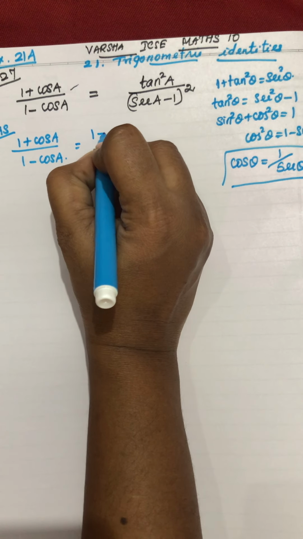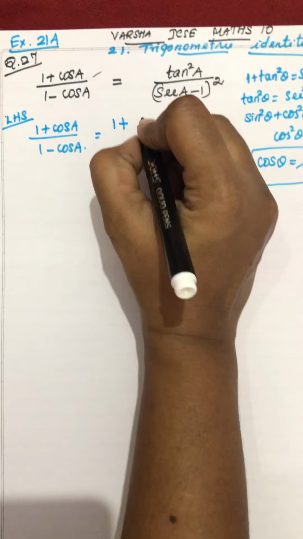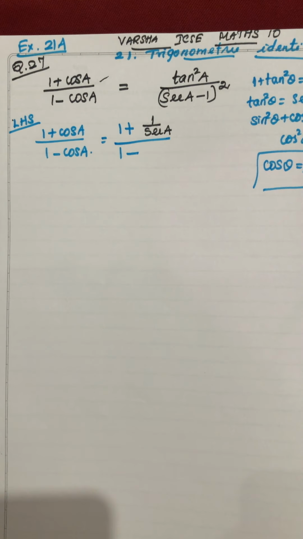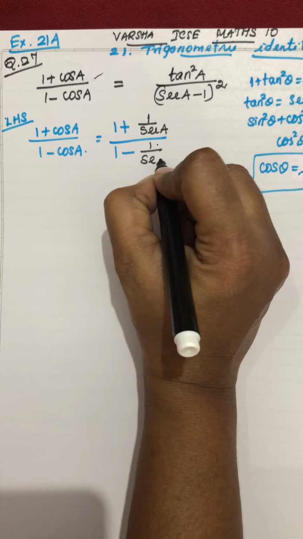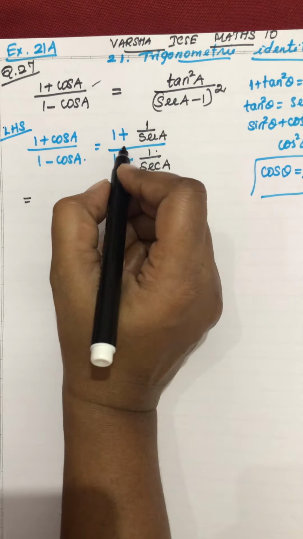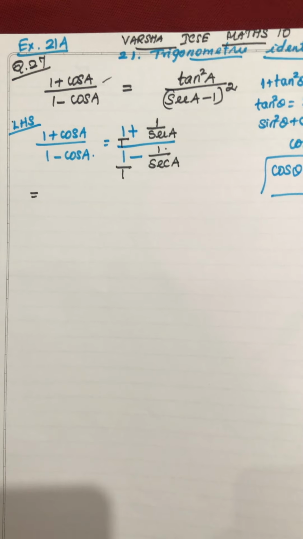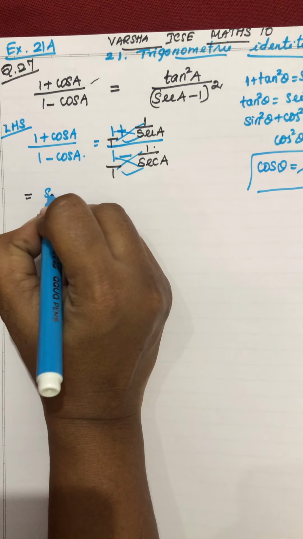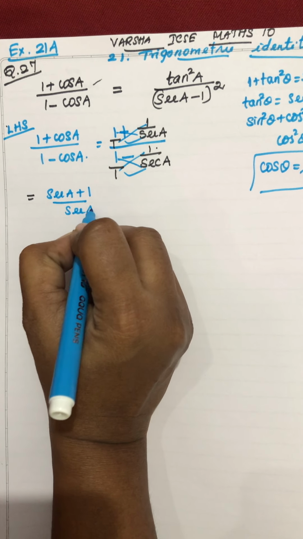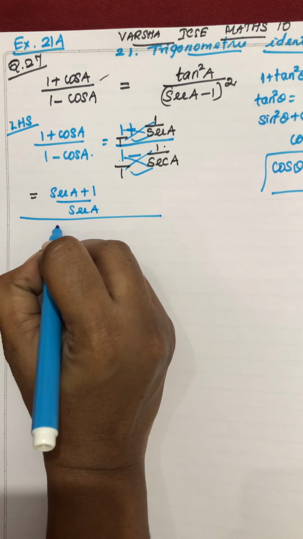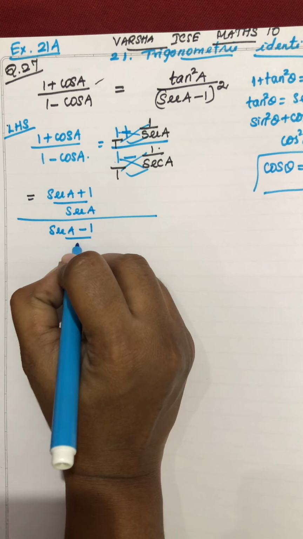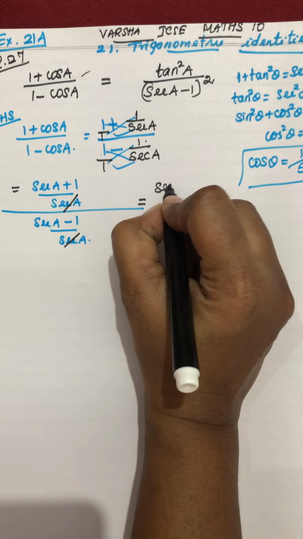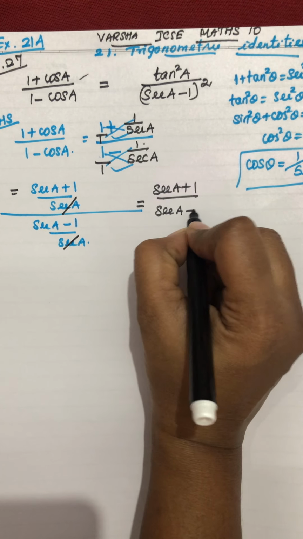So how will you use it? In 1 plus cos A, for cos A we are going to write 1 by secant A, divided by 1 minus cos A, again for cos A we write 1 by secant A. Then we can take cross multiplication because the denominator is 1. So we take secant A plus 1 by secant A, divided by secant A minus 1 by secant A. Here we can cancel the denominator because both are equal. So we get secant A plus 1 and secant A minus 1.